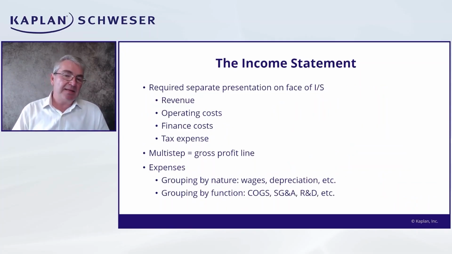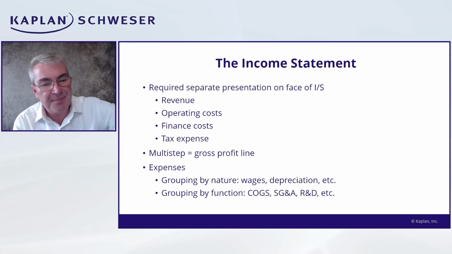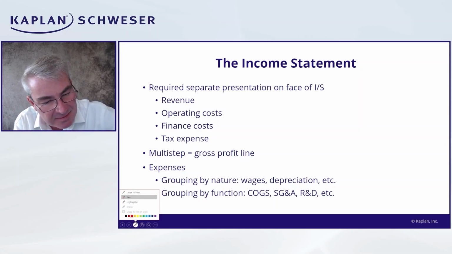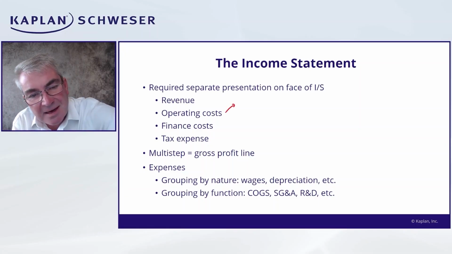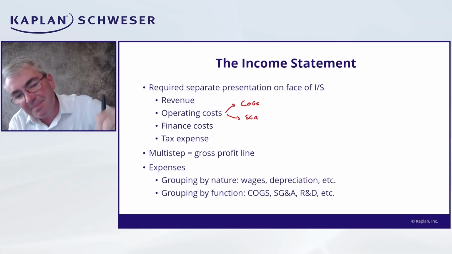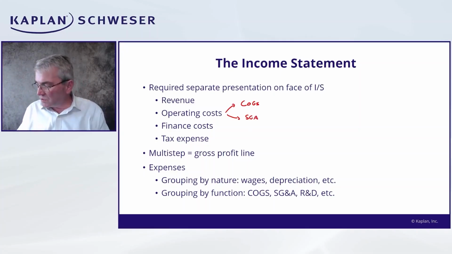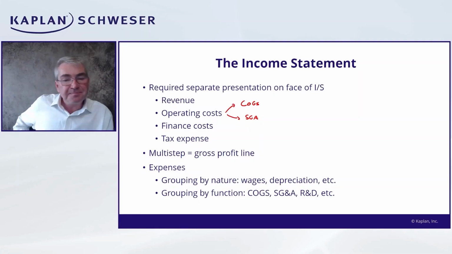Okay, so certain things have to be shown on the face of the income statement. We need to show our net revenue, operating costs. Now, operating costs essentially are things like our cost of goods sold and our sales, general and admin. Okay, so costs of producing your goods and services and costs relating to actually running the company.